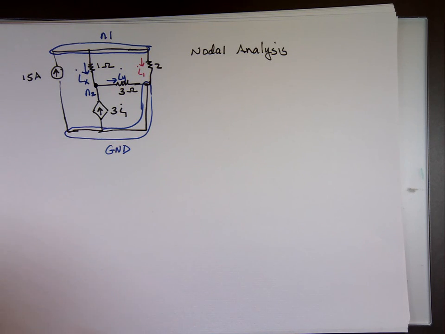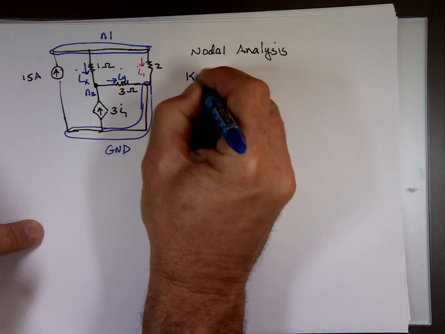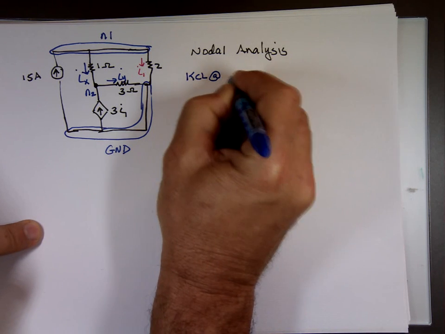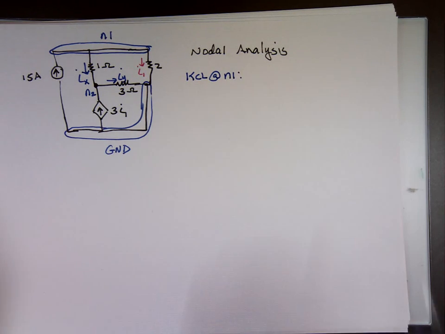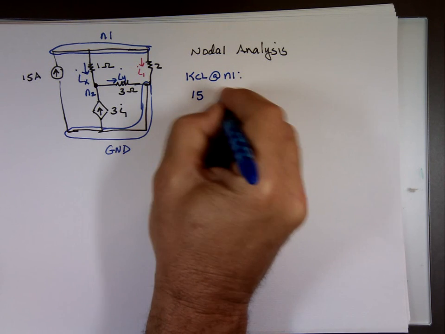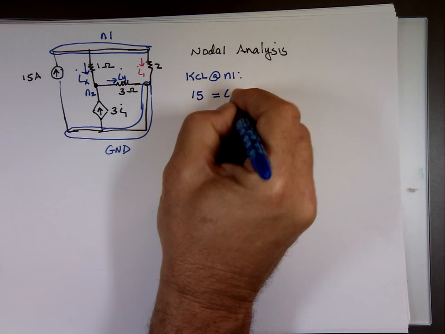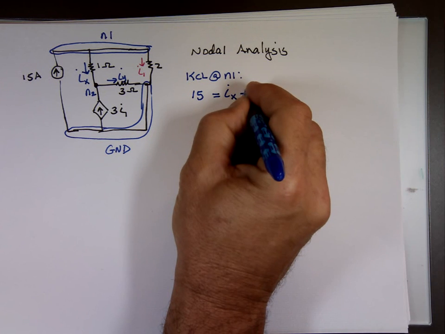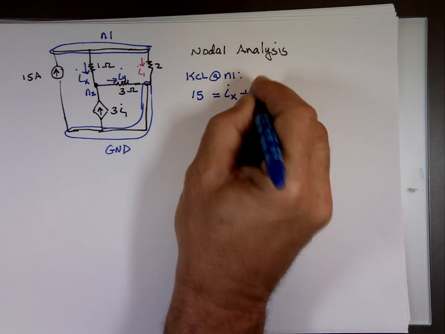So here's the first equation, KCL at node 1. What is the current going in? 15 amps, and what's leaving? 15 amps equals I sub x plus what? I sub 1.